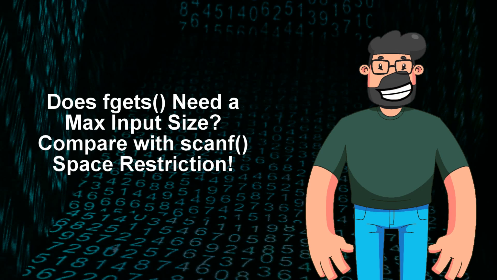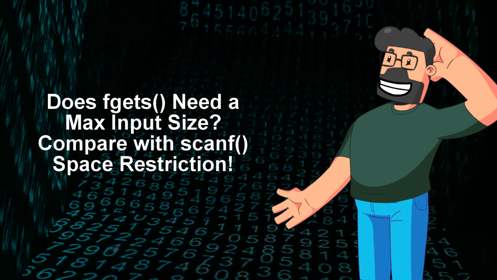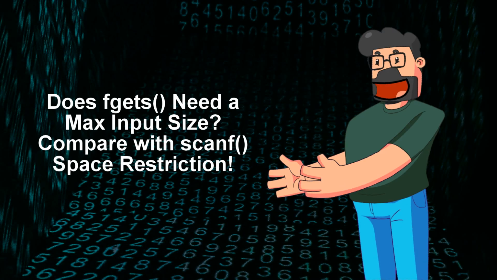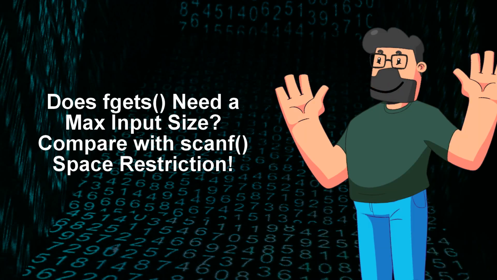Hey there, welcome to today's video, where we dive deep into a fascinating problem that many of us encounter while working with programming functions. The problem at hand revolves around the fgets function in C and why it specifically asks for a size parameter. Ever wonder why that is? Is it a design flaw, or does it serve a crucial purpose in preventing potential buffer overflows? Stick around as we unravel the mystery behind this intriguing issue.